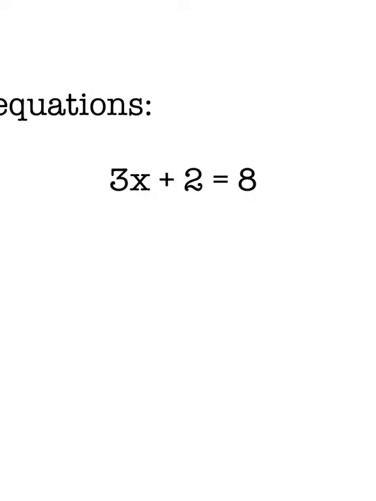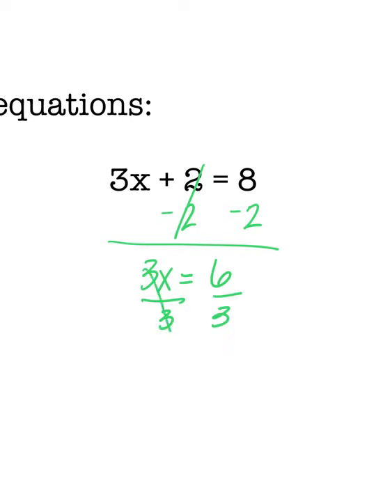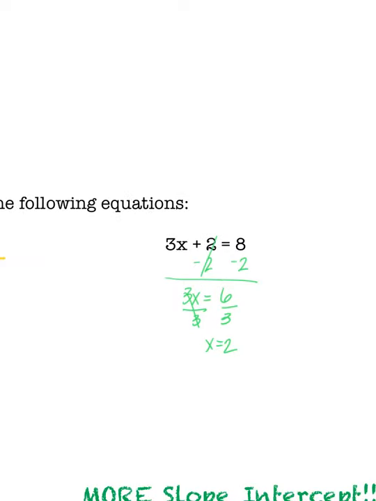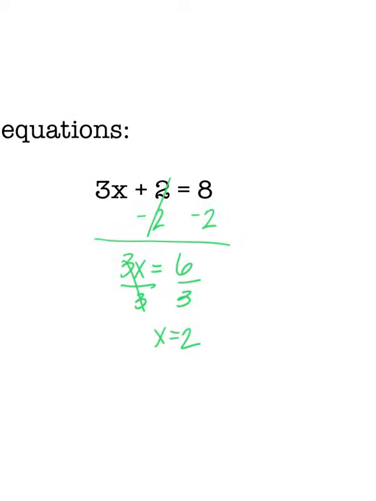Let's change, I don't like yellow. Okay, so here we have to subtract 2 from both sides. The 2's cancel out. We get 3x equals 6. Divide by 3. x equals 2. Okay, this is just equations. We're not looking at intercept form right now. We're just looking at equations, just a little refresher.